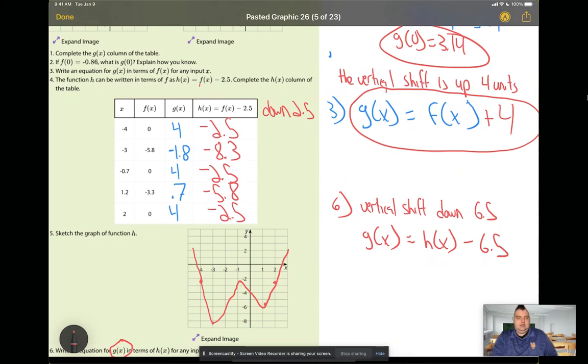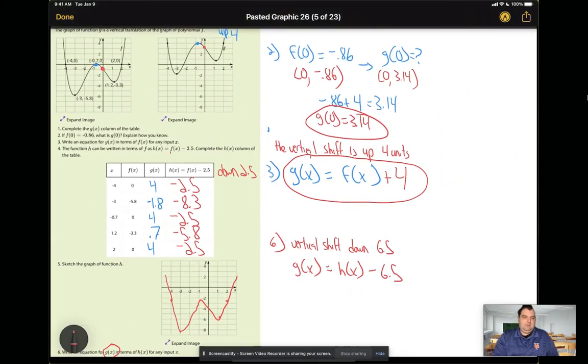And that is it for lesson 2. Obviously, the focus of this lesson was on vertical translations. In our next lesson, we're going to focus primarily on horizontal translations.